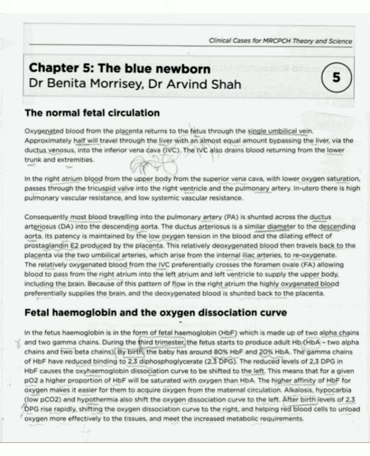During the third trimester, remember, the fetus starts to produce adult hemoglobin, hemoglobin A, 2 alpha chains and 2 beta chains. So we can understand that hemoglobin F is made up of 2 alpha and 2 gamma chains, whereas adult hemoglobin is made up of 2 alpha and 2 beta chains. By birth, the baby has around 80% hemoglobin F and 20% hemoglobin A.